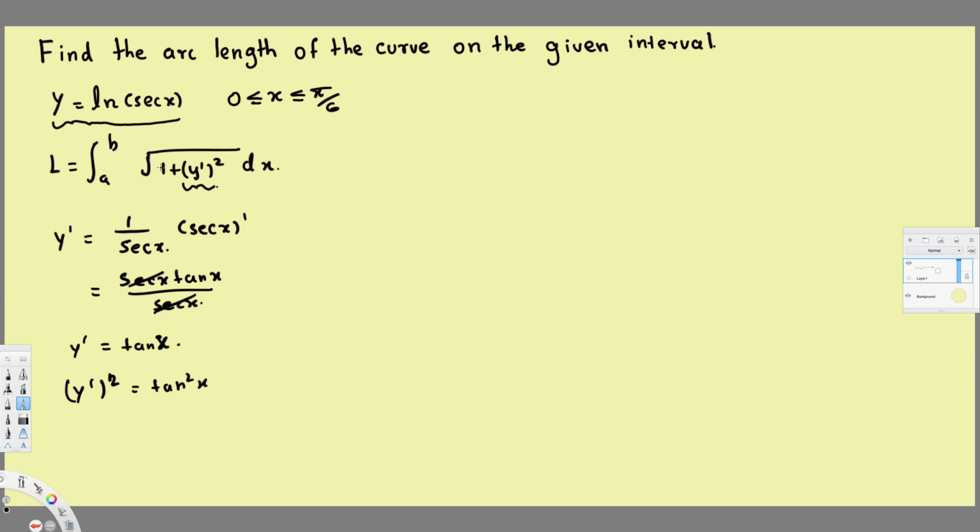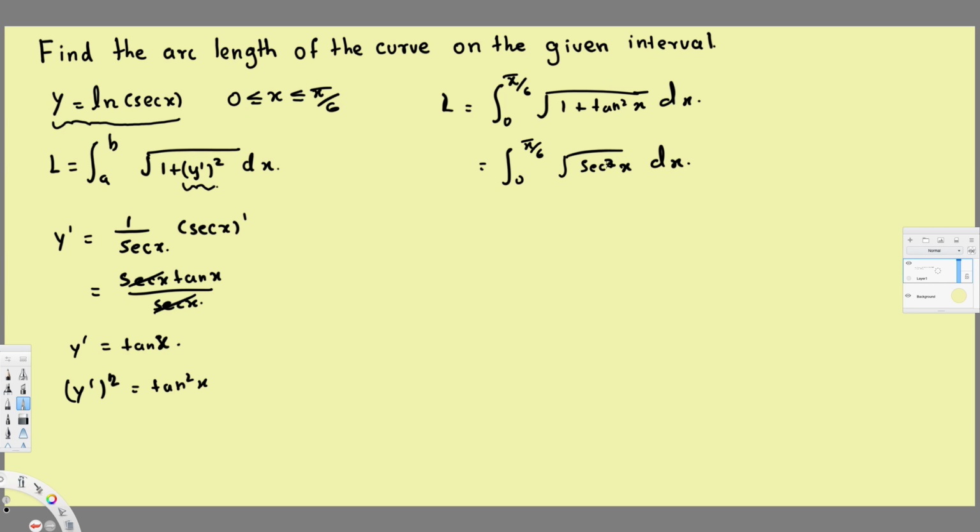Now we go and plug it into this equation. L is equal to the integral from 0 to 5π/6. Those are our limits of integration, given right here. In the square root we have 1 plus y prime squared, that is tan squared x, dx. And if you know that 1 plus tan squared x is equal to sec squared x, we can substitute that, because we want to get rid of this square. That's the main thing. So the integral from 0 to 5π/6 of the square root of sec squared x dx.